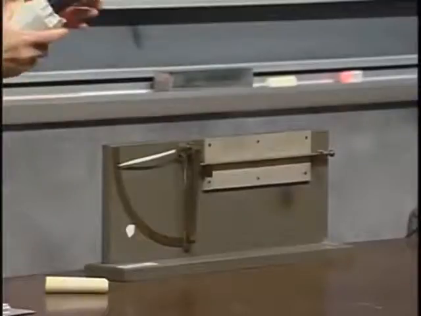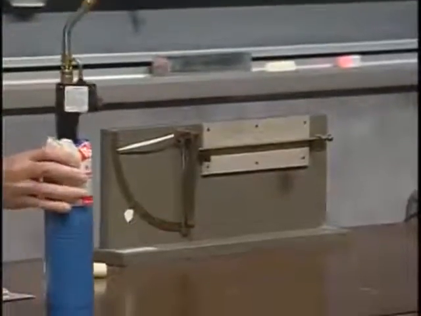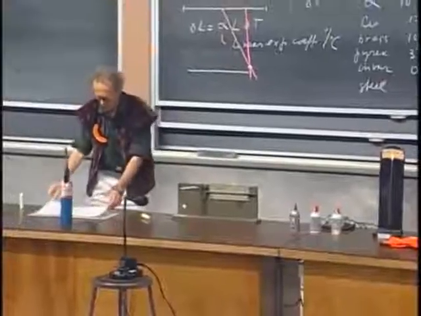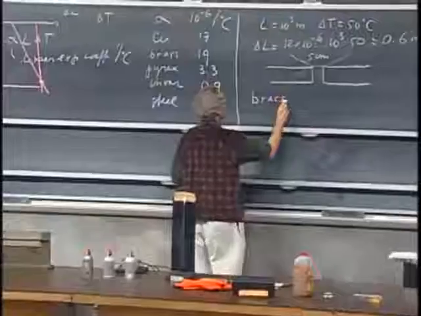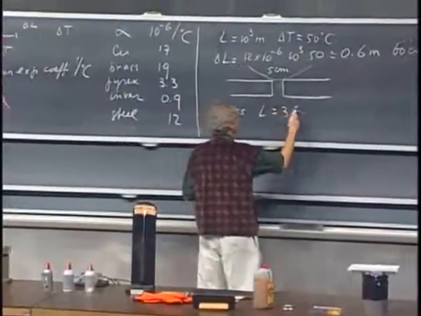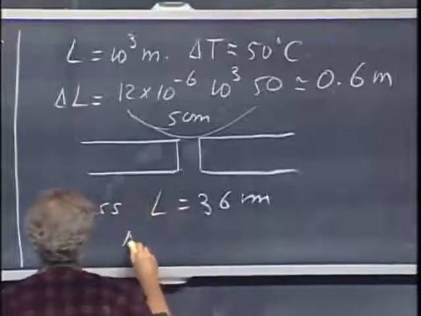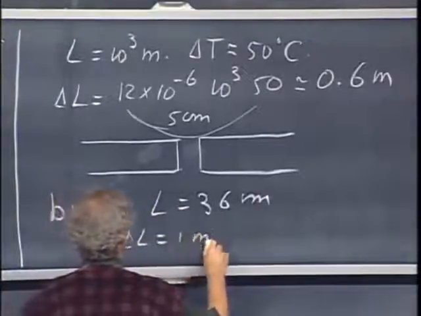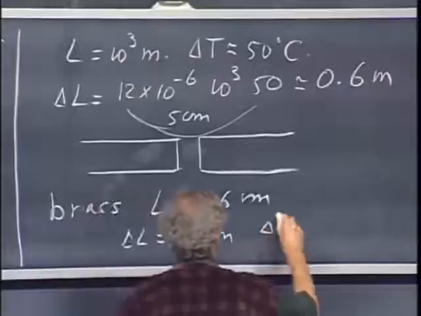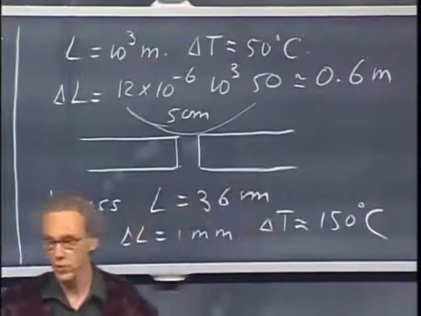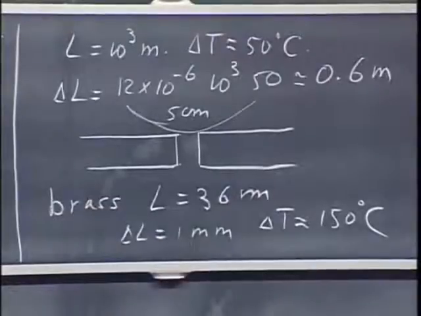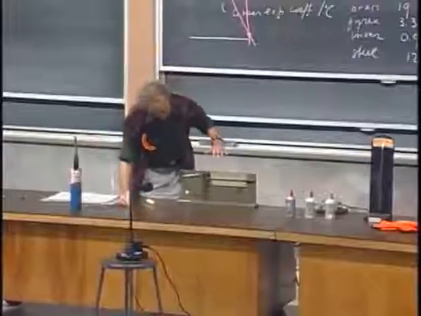There it goes. Doesn't take very much. So we have brass, and L is 36 centimeters. Delta L would be about 1 millimeter for a temperature increase of only 150 degrees centigrade, which of course is trivial for us with that blowtorch. Still hot.